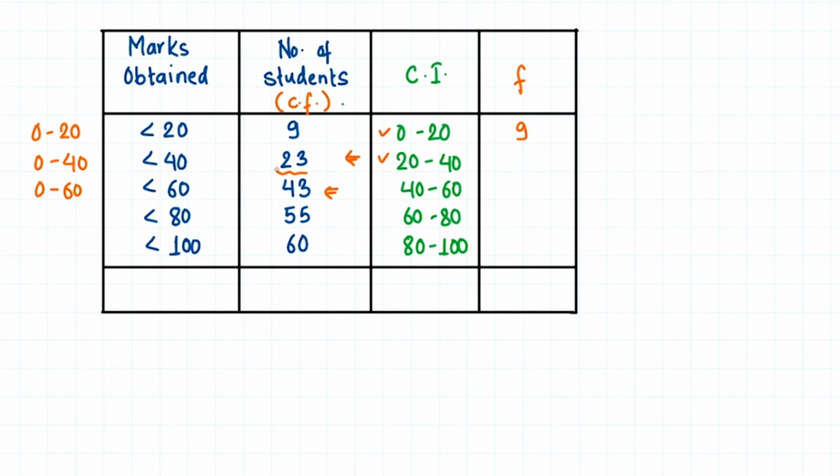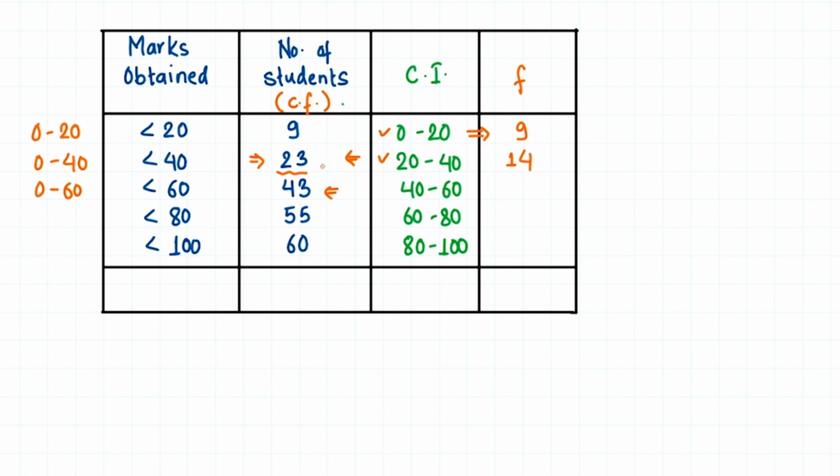For our second one, in our cumulative frequency, this 23, there are already 9 students who got 0 to 20, which we have written here, right? Now, the rest of the students got 20 to 40 marks, which is going to be 23 minus 9, which is going to give us 14, okay? So 14 students got 20 to 40 marks, 9 students got 0 to 20. So if you were to calculate it from 0 to 40, the total would be 14 plus 9, which would be 23, okay?